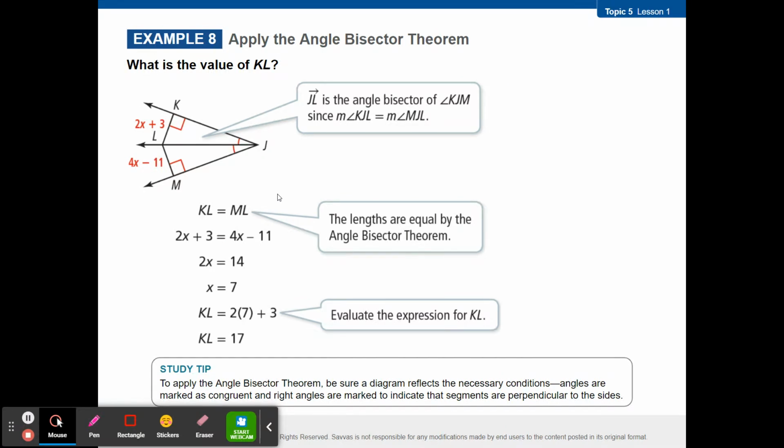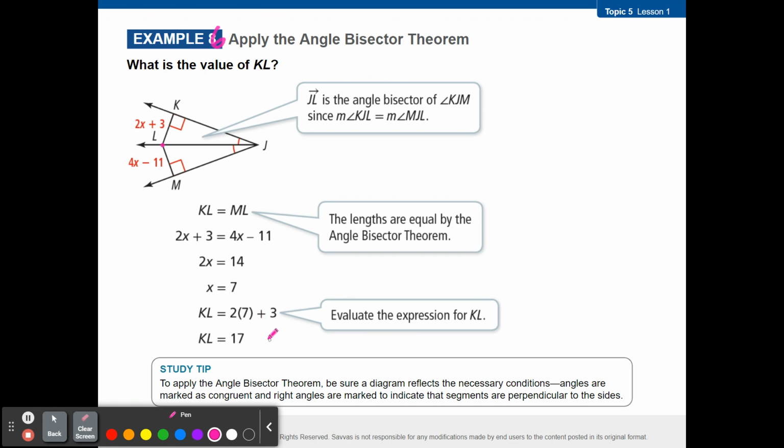All right, let's talk about example 6. In this case, this is example 6 for you guys. So we're going to apply the angle bisector theorem. It says, what is the value of KL? Again, remember, they're saying that this is bisected. That means this point lands on the angle bisector. These are perpendicular, so these two should be equal to each other. When you set them equal to each other and solve, you get x equals 7. Substitute in, you get 17.